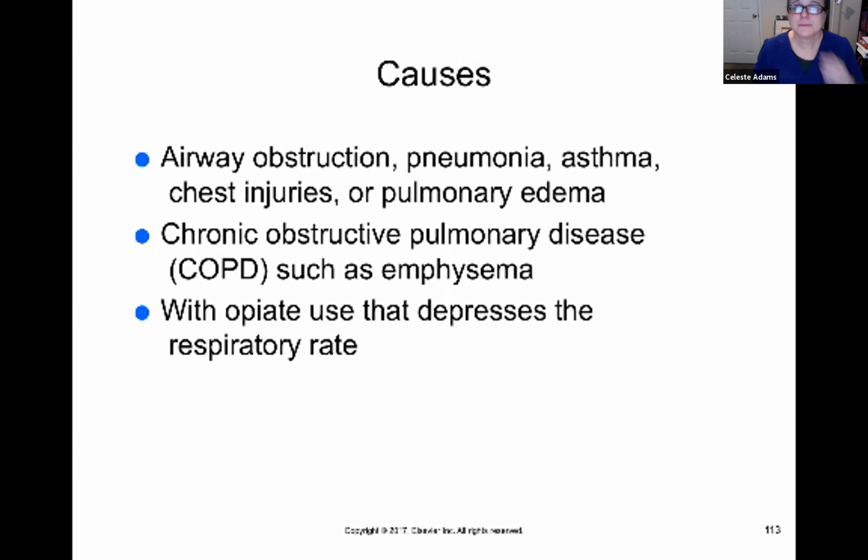So also with opiate use, which you'll learn about in pharmacology, opiates are pain medications. A common side effect of opioids is that they depress the respiratory rate, or they may even stop the respirations altogether. So with that, because you're not blowing off CO2 and you're not breathing like you should, that CO2 is going to be retained. It's going to build up, and you're going to have respiratory acidosis. You're going to have too much CO2.